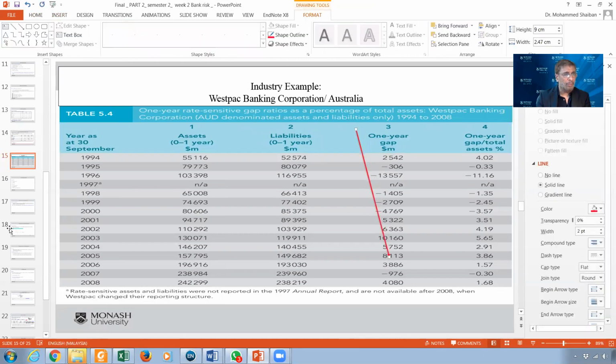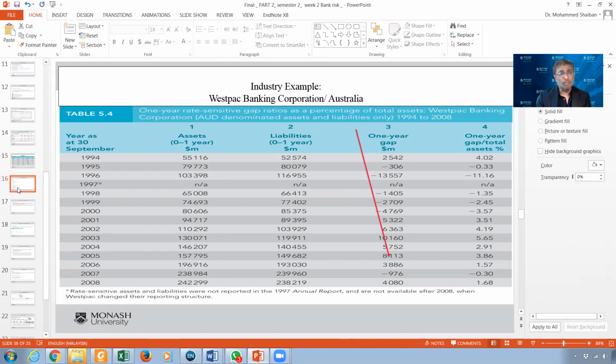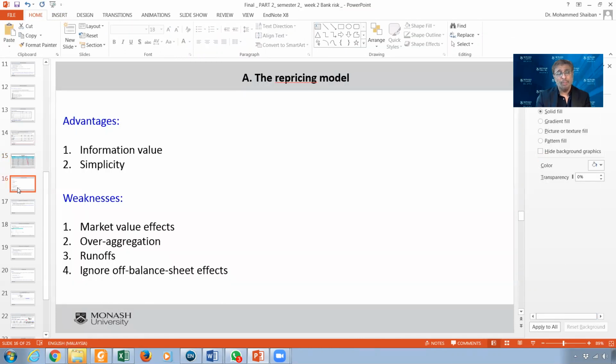Okay. It looks like we are done with the repricing model. So what do we do with the repricing model? Is it good? Yes, it provides information. And it's very simple as compared to the duration model, which I will explain in a little time.